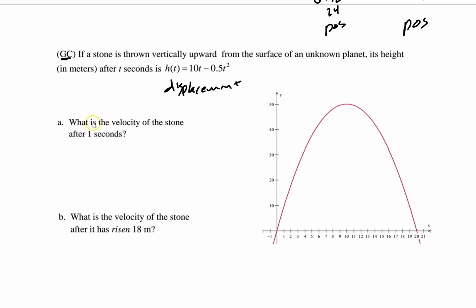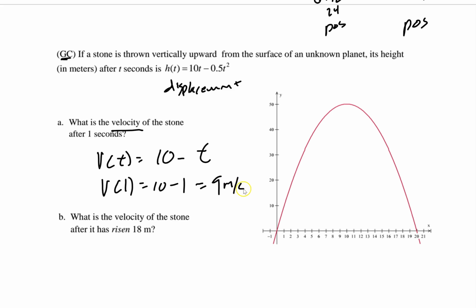What's the velocity after 1 second? Notice it says velocity, so I'm going to take a derivative. v of t, or h prime, is the derivative of that: 10 minus t. Then we're going to plug in 1. So velocity at 1 second is 10 minus 1, or 9 meters per second. Yes, this is in meters.